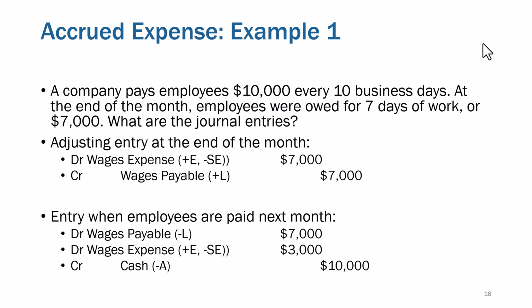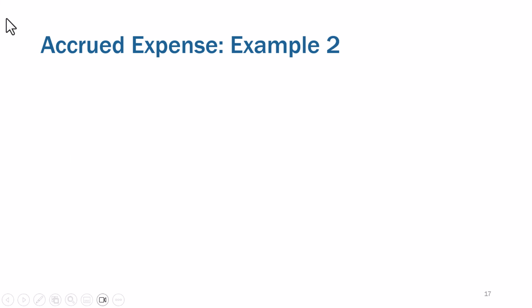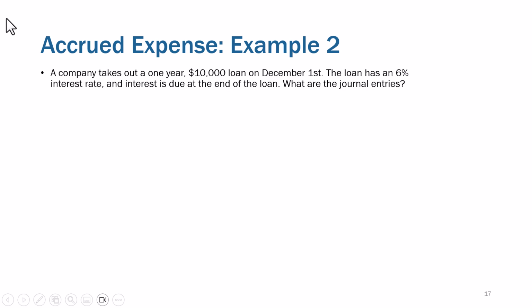But we don't just wait until January and then record all the expense then. Why? Because some of the work was done in the previous period, in December as an example. So we want to record the expense when that work was done, when the activity happened that's causing that expense to be incurred. Another example here: a company takes out a 1-year $10,000 loan on December 1st. The loan has a 6% interest rate, and interest expense is due at the end of the loan. What are the journal entries?